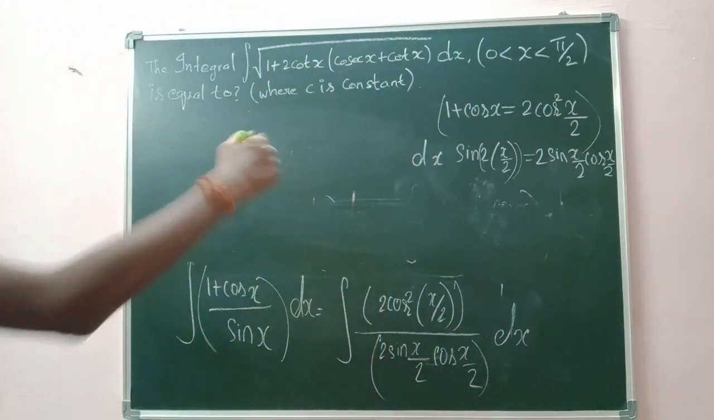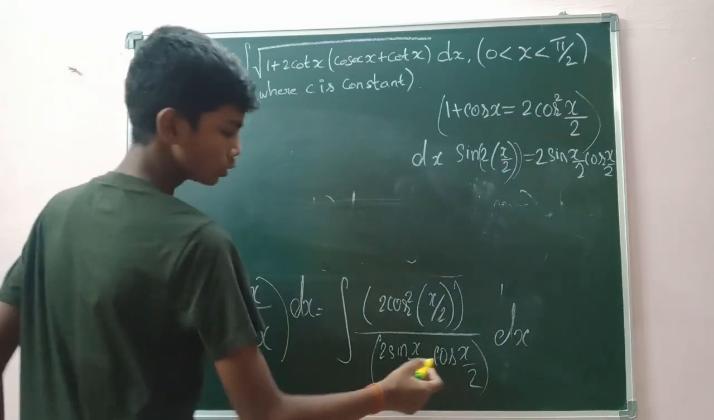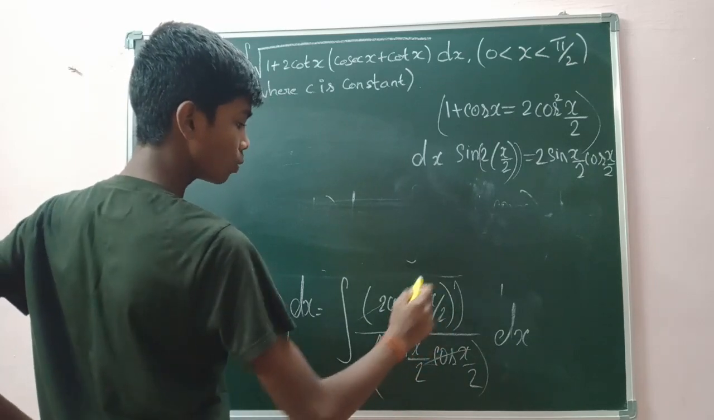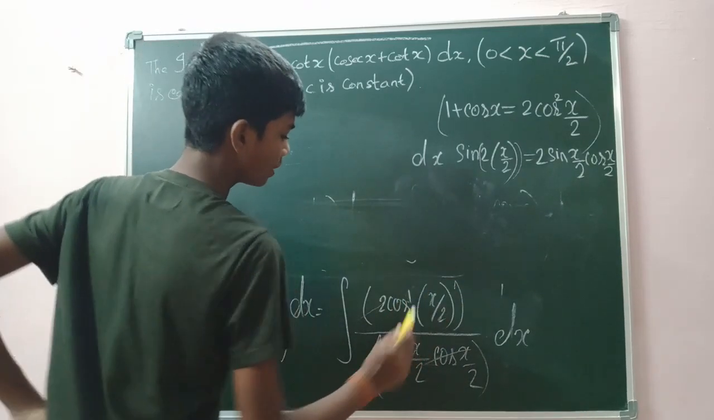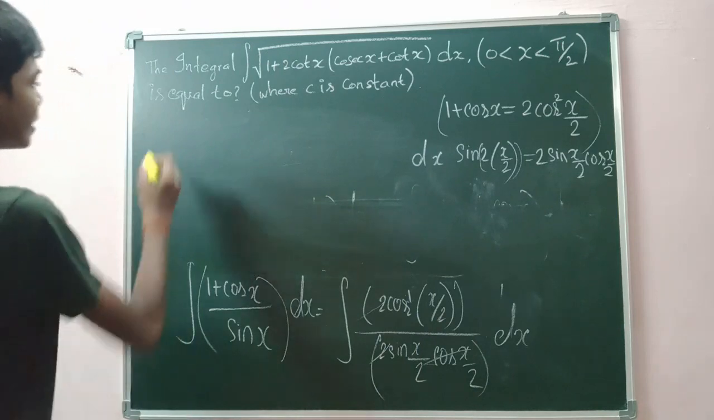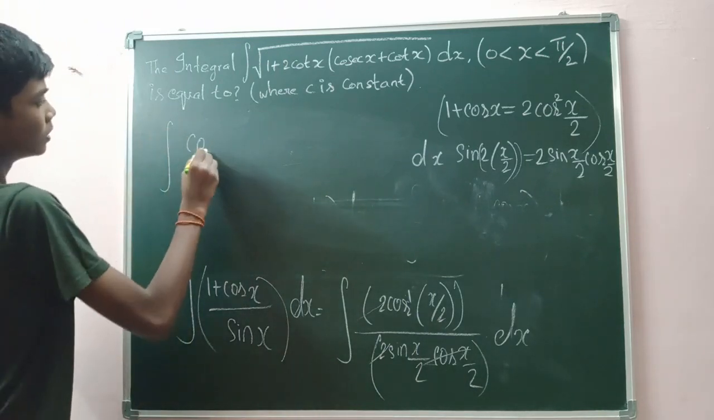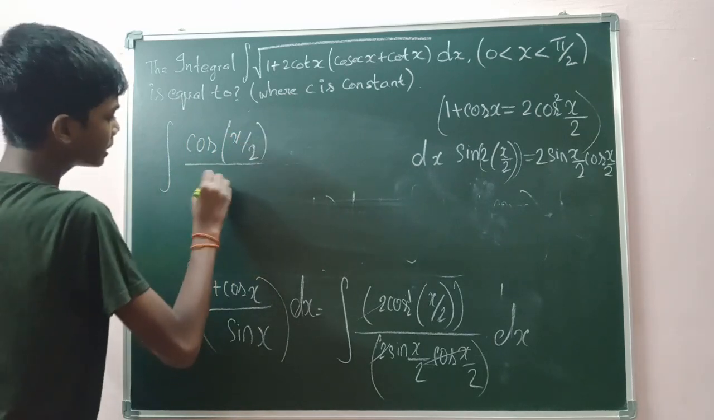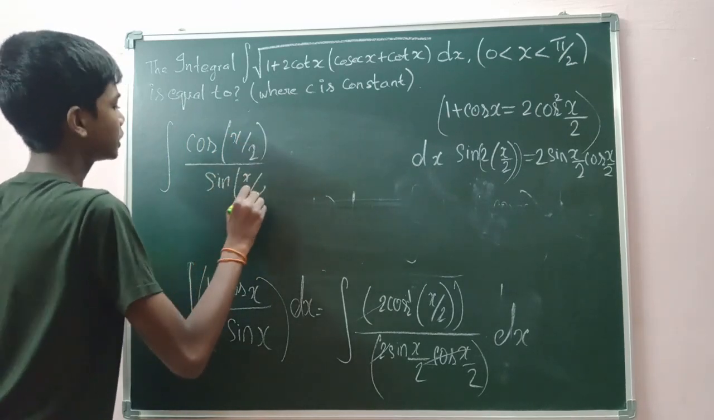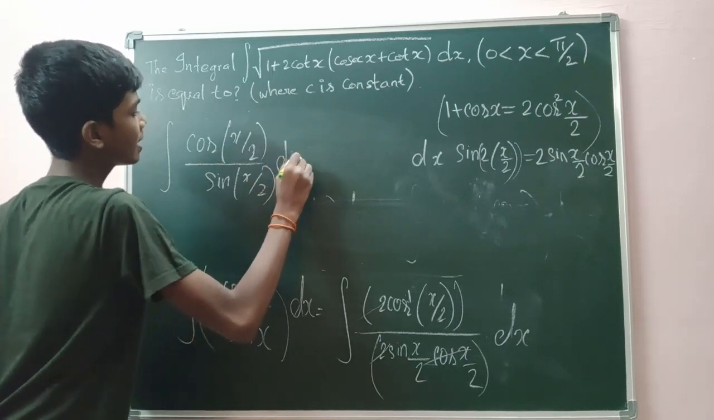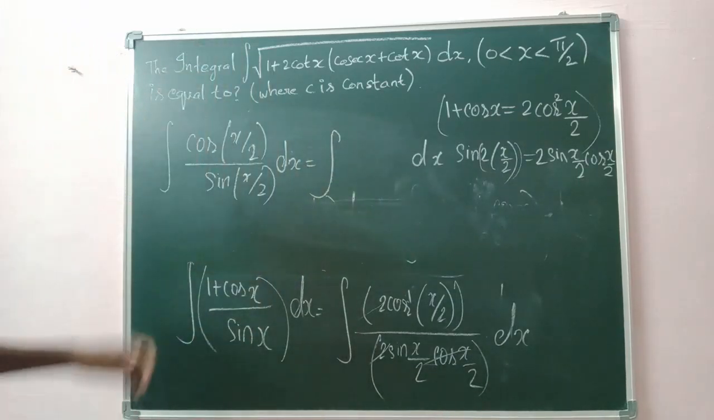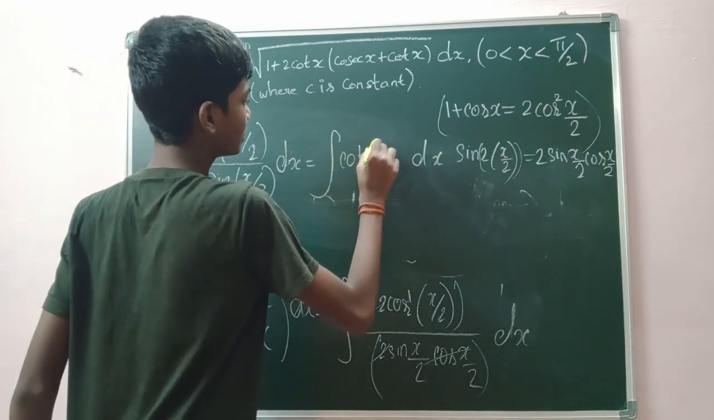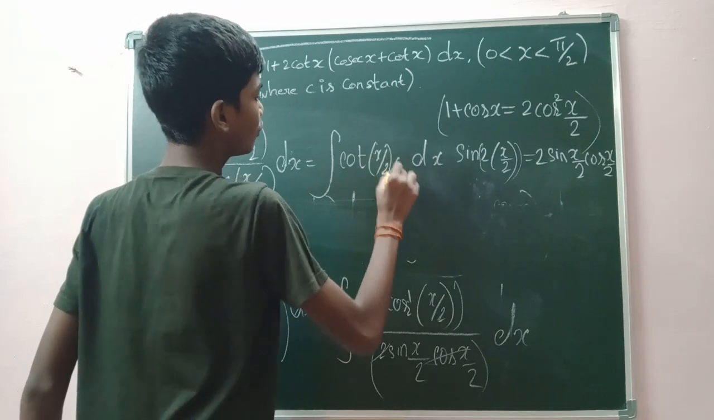So now just try to cancel it out. The 2 I can cancel, and one cos x by 2 cancels with the other cos x by 2. So now I will get the integral of cos x by 2 by sin x by 2 times dx. This is what you will get now. So now we know the integral of cos of some value by sin of some value is cot of that value, that is cot of x by 2 times dx.